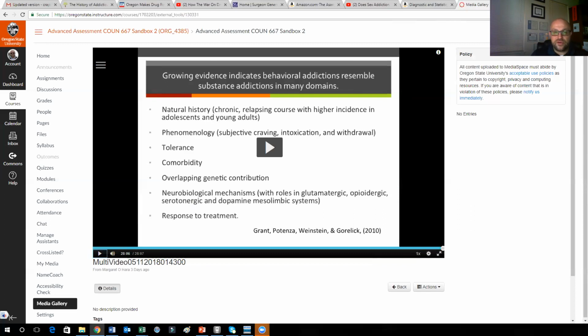For those of you in the field, you may remember previous editions of the DSM where dependence and abuse were their own subtypes with their own diagnosis codes. Here is what the DSM-5 looks like. If you have not seen it before, it's quite a thick text.